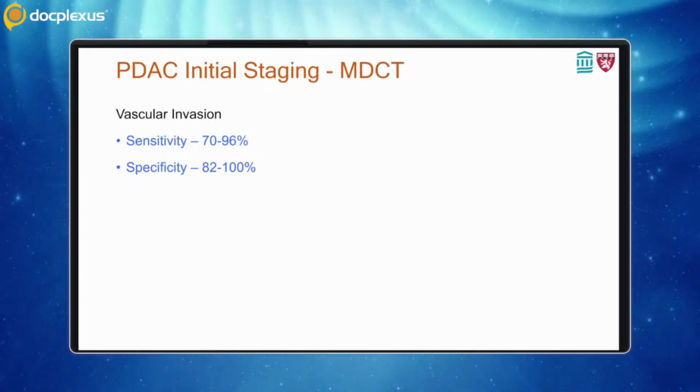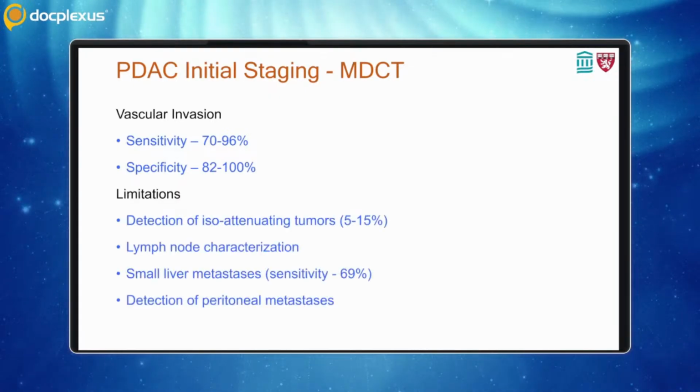CT. That is, inability to identify isoattenuating tumors in the pancreas, inability to characterize lymph nodes, detection of small liver metastasis, as well as detection of peritoneal disease. So let's see how dual energy CT helps here.